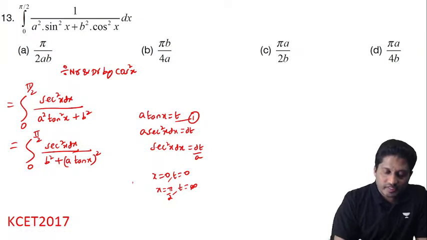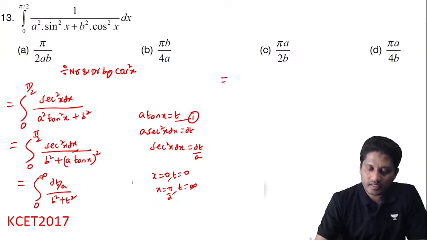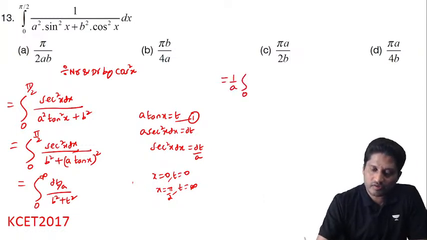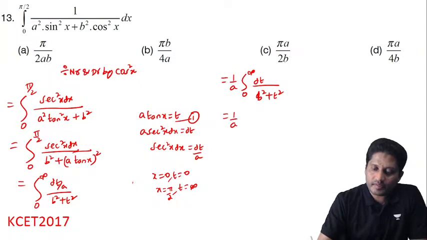So this becomes the integration from 0 to infinity of sec square x dx, which is dt by a, divided by b square plus t square. 1 by a is a constant, I'll take it out. Then you get the integration from 0 to infinity of dt divided by b square plus t square. This is 1 upon a. The integral of 1 over b square plus t square is 1 by b tan inverse of t by b.